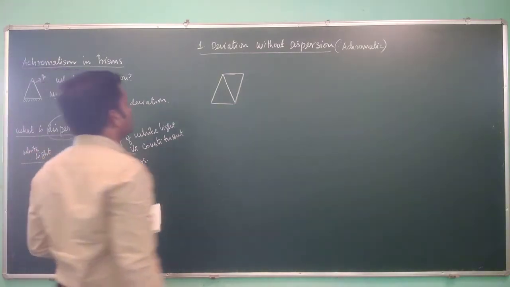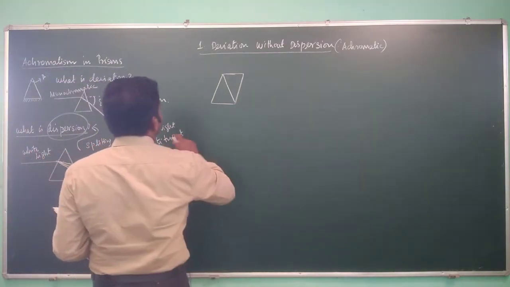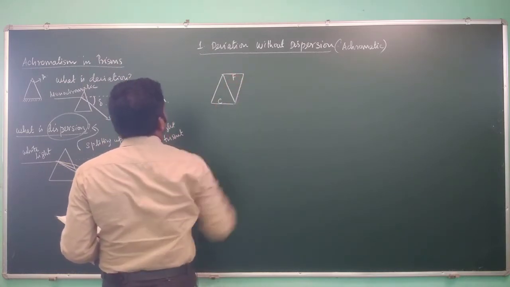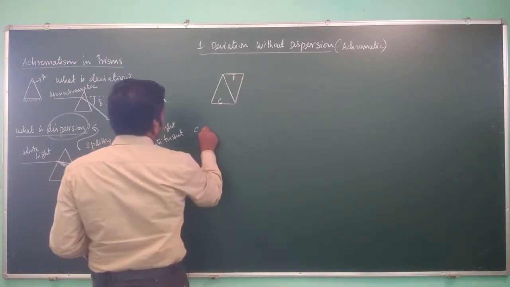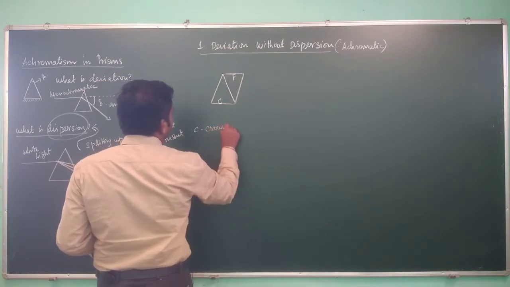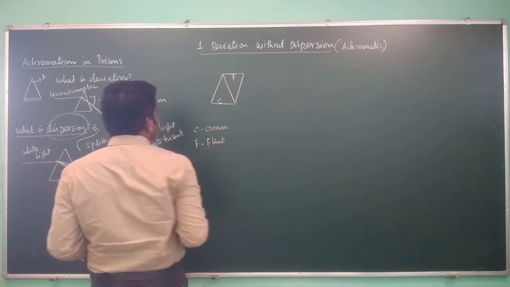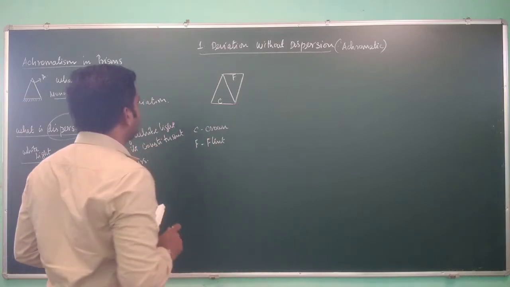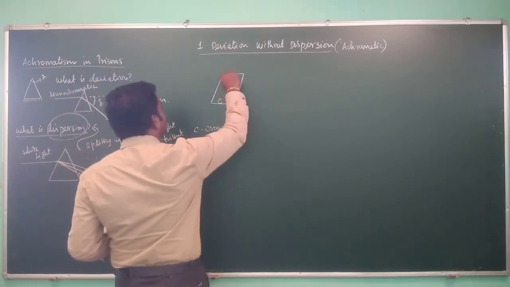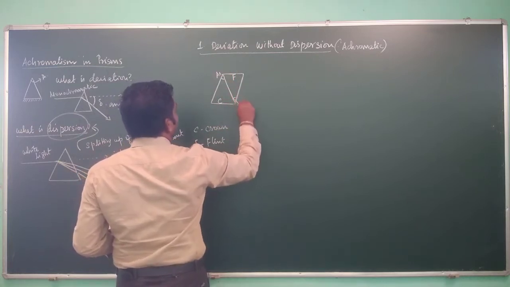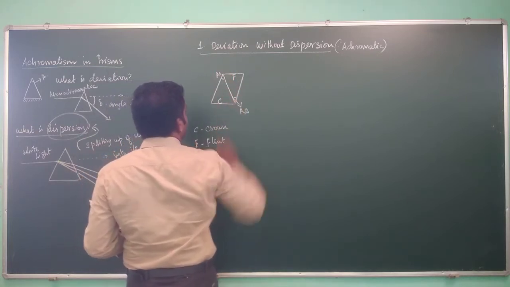Right? To achieve this, let us have two prisms. One prism is made up of crown, another prism is made up of the material flint. So C stands for crown's prism, while F stands for the prism which is made by the material called flint. Now the angle of the prism for crown is A1 and the angle of prism for flint is A2.